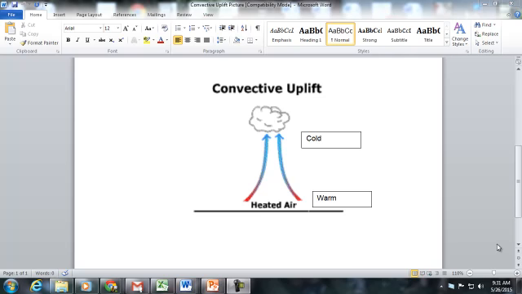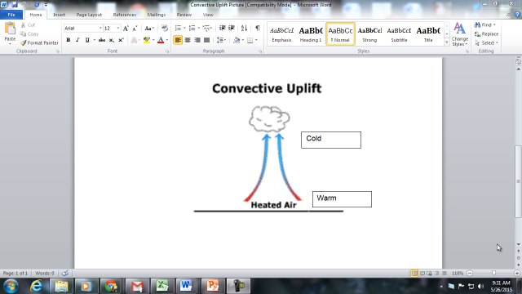Hi students, you've been working on your condensation reading, and I asked you to do the main idea, a picture in your head, and now I'm going to show you the actual picture for each one of these. The first one is convective uplift. Convective uplift is just like convection that we've been talking about all year.